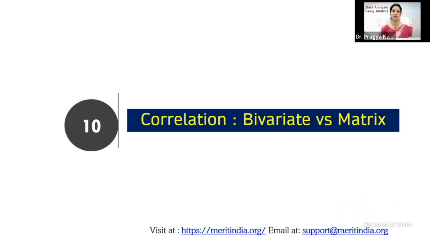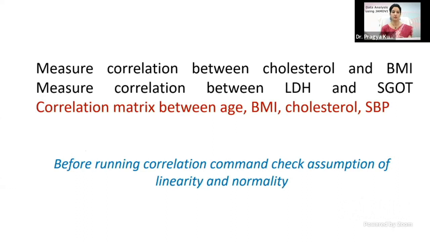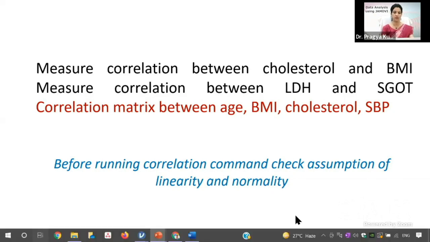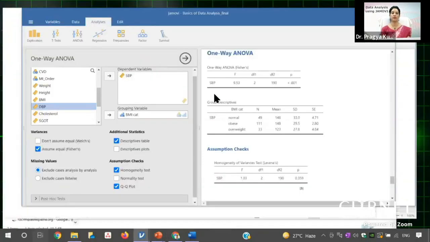So we'll see first how to do the correlation between two variables, and then we'll see, if I've got more than two variables, how to make a correlation matrix. The question is, we have to measure the correlation between cholesterol and BMI, and then we'll see, if we keep on adding more variables, such as age, BMI, cholesterol, and SBP, how it is made. Again, before we apply this correlation, for everything we have to check the assumptions.